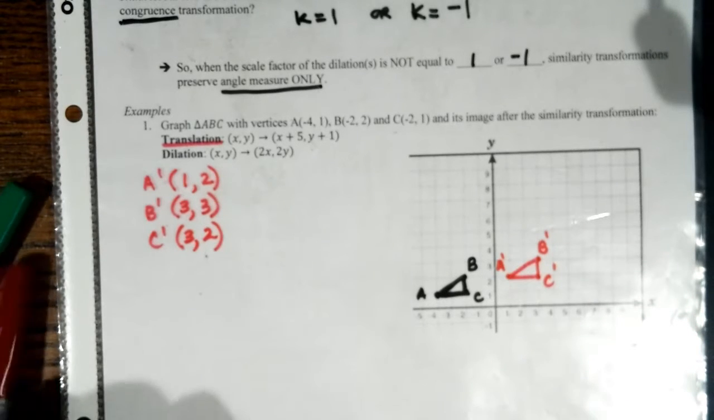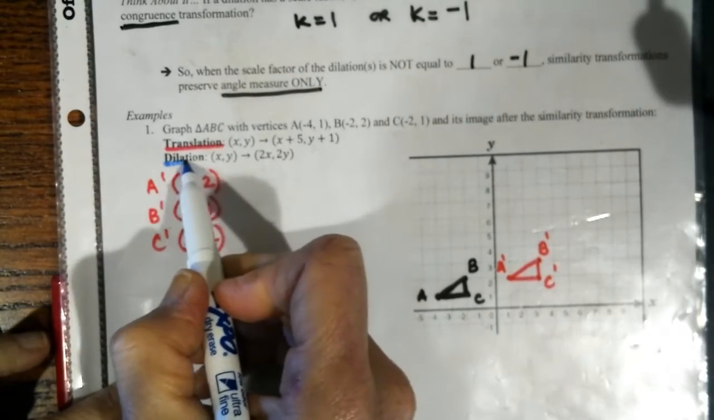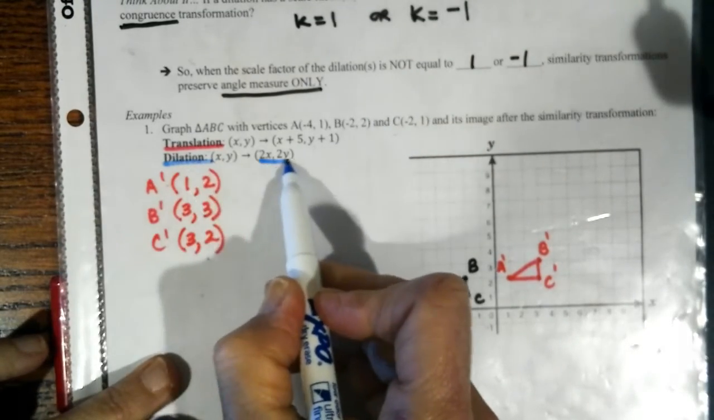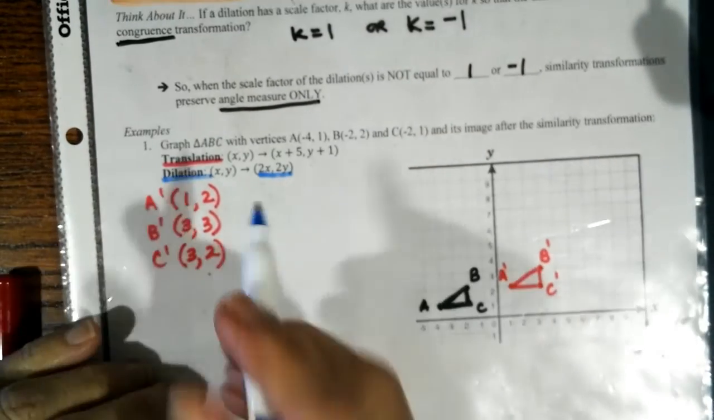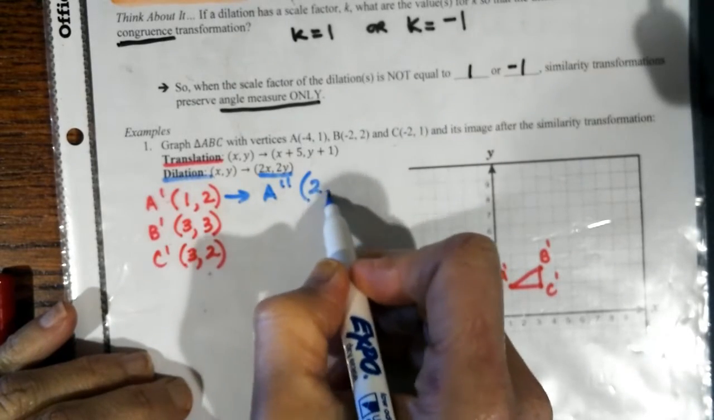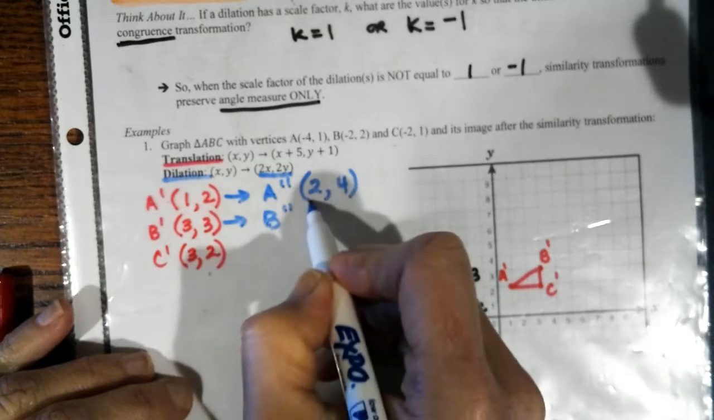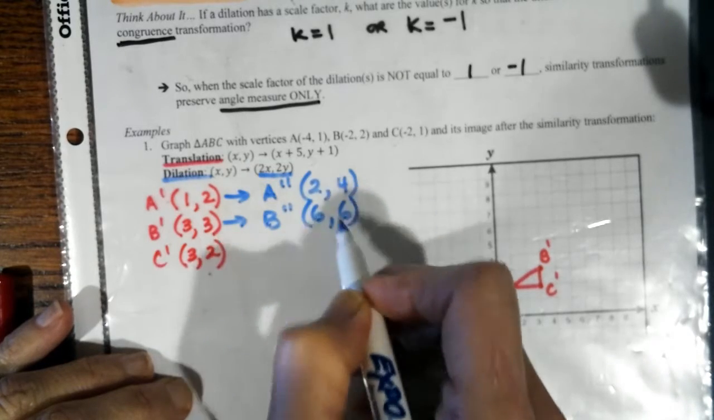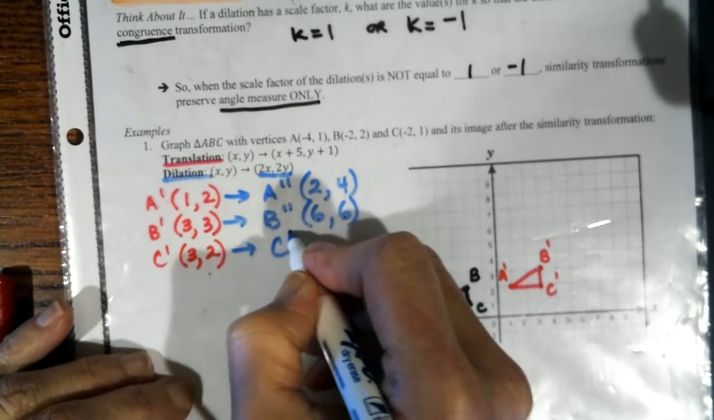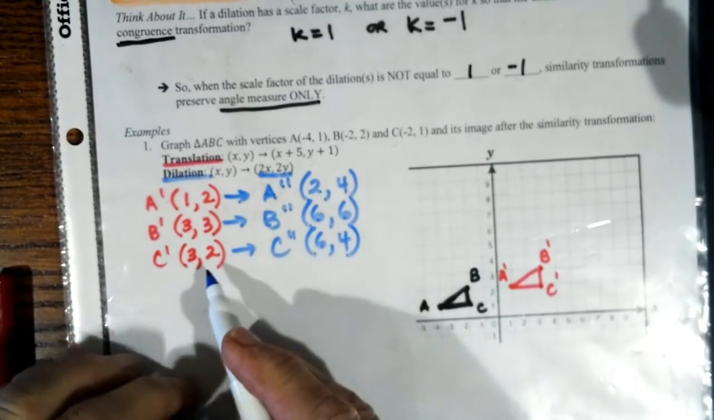And then blue. Now I'm going to dilate, again, because it's a composition. So basically, I'm going to double everything. So that means A double prime will be 2, 4. B double prime will be 6, 6. C double prime will be 6, 4, because I just doubled all those numbers.